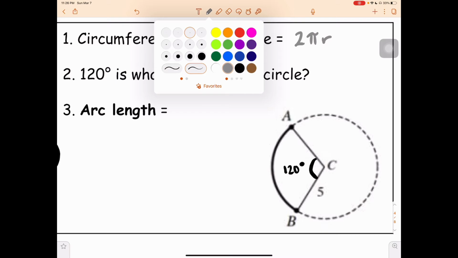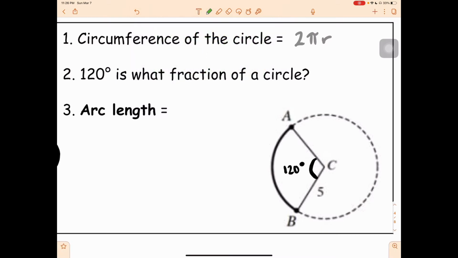So this right here is the central angle. It's 120 degrees out of 360 degrees. These are both divisible by 120.